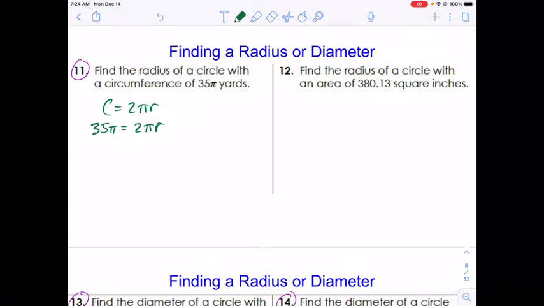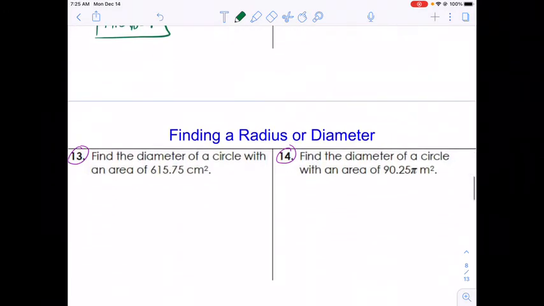Now because we're trying to find r, we're going to get rid of everything else. So I'm going to divide both sides by 2 pi. That cancels everything over here. So the radius is equal to, now notice here that the pi's cancel. So 35 divided by 2 is going to be 17.5. So the radius is going to be 17.5, and this will be yards.